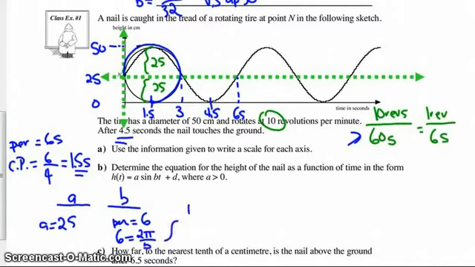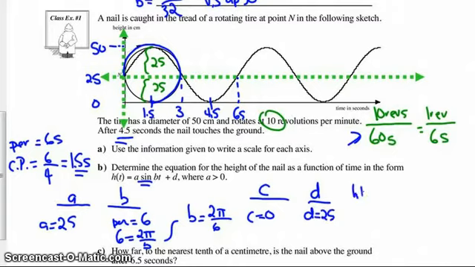Solve for B, and that means that B is equal to 2 pi over 6. Notice that we're not talking about C, and the reason is when we look at sine, there is no phase shift. So C equals 0. And lastly, D is equal to 25, and therefore we have a function of h of t equal to 25 sine 2 pi over 6 t plus 25.